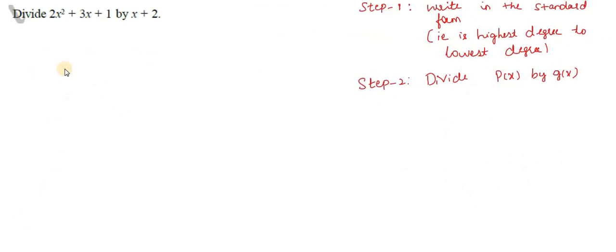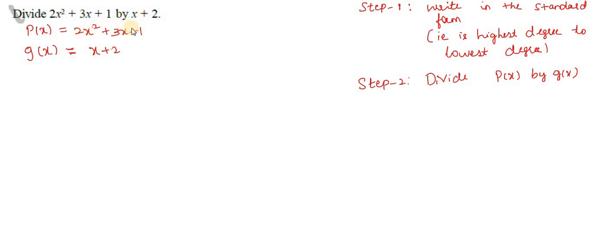Now they have given 2x square plus 3x plus 1, and you should divide it by x plus 2. The first step is to write the given p of x in standard form, that is from the highest exponent degree to the lowest, for both p of x and g of x. In some problems it is not in standard form, so you have to write it from the highest degree to the lowest. But in this problem they have already given the standard form.